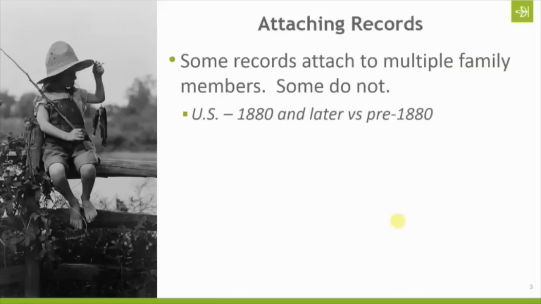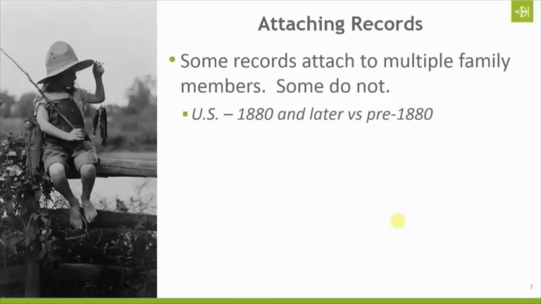Okay, next up, let's talk about why some records attach differently than others. And I will use the US as an example, but this is true in Canada, it's true in the UK. It's true anytime that there are multiple people listed on a record. Some records will attach to multiple family members and some records do not. In the US, one of the ways that we determine that for the federal census is based on what relationships are listed on the record itself.